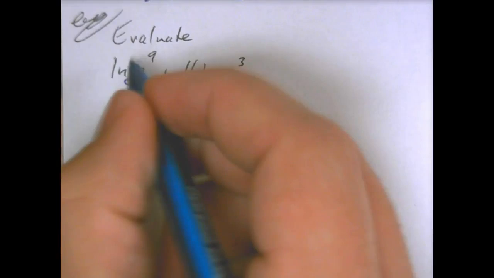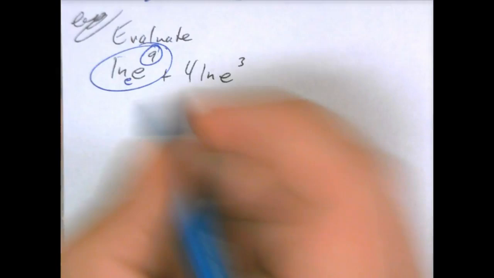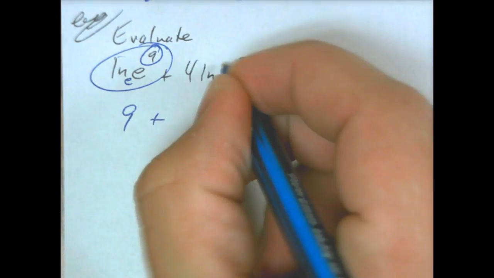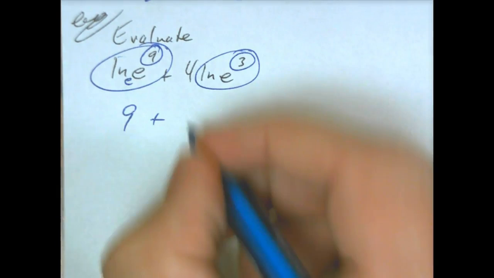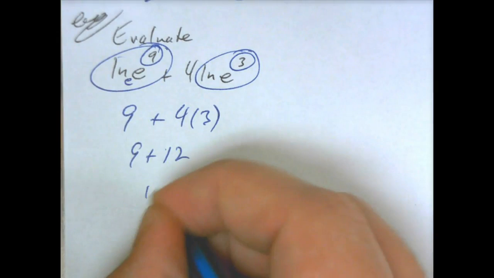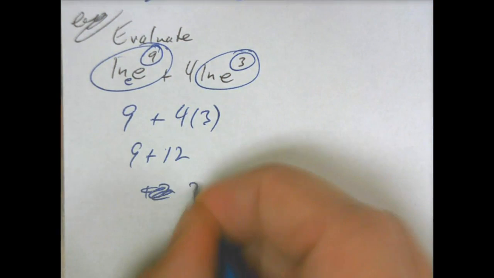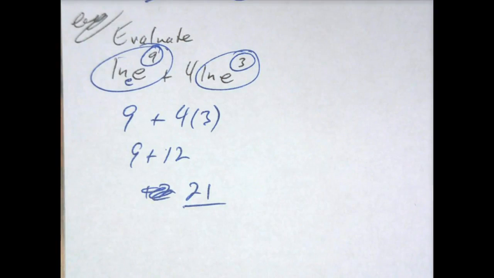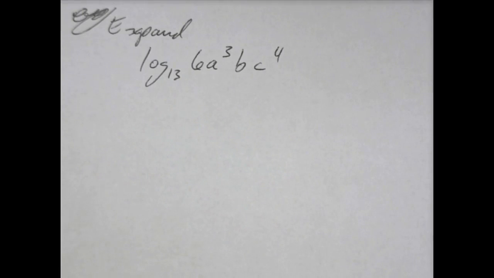You don't need to do a whole ton of work. So this whole part right here is equal to the exponent, which is 9, plus this whole part is equal to the exponent, which is 3. So 4 times 3, 9 plus 12, I think is 21. Yay.